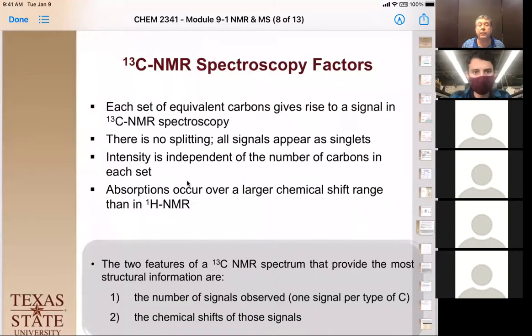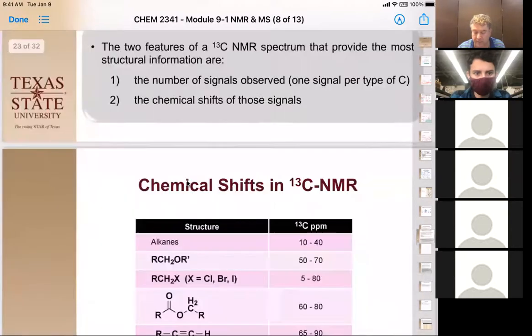So now all we have to worry about is two things: the number of signals, and the shift of those signals. The number of signals is directly related to each type of carbon, not its position, each type of carbon. If they're chemically equivalent, they should have one signal in the NMR. And the shift of those signals is analogous to those in hydrogen. It's just shifted over a much broader range. So let's take a look at that.